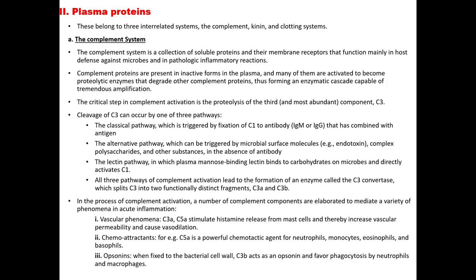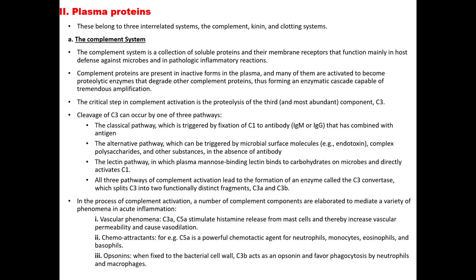The critical step in the complement activation is the proteolysis of the third protein, the third and most abundant component, which is C3. So cleavage of C3 occurs by one of three pathways. Either we have the classical pathway, triggered by fixation of C1 to antibody, either immunoglobulin G or M, that has combined with the antigen. So an antibody-antigen complex forms and C1 sits on it, and after it is fixed to the antibody-antigen complex, C1 causes cleavage of C3. This is the classical pathway.